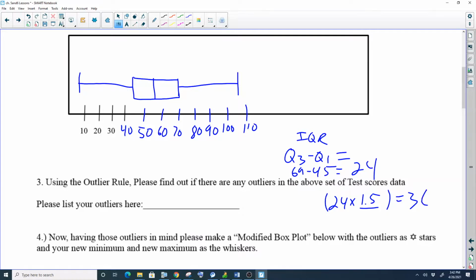And so 36 is then going to be added to Q3. And it's going to be subtracted from Q1. And so if you subtract it from Q1, that's called your lower boundary.